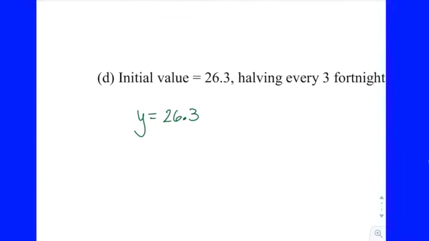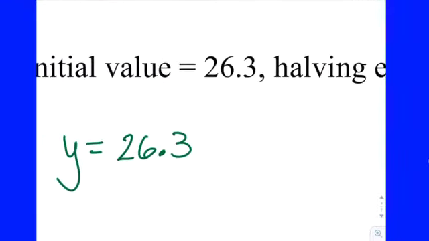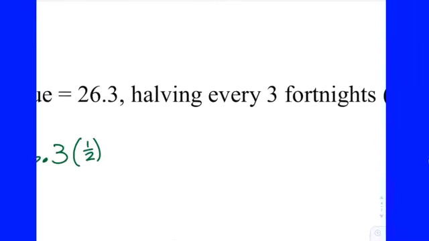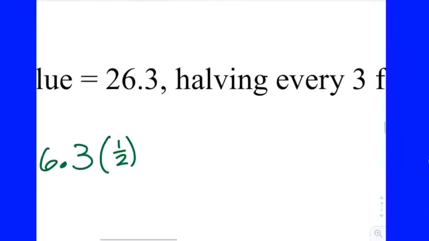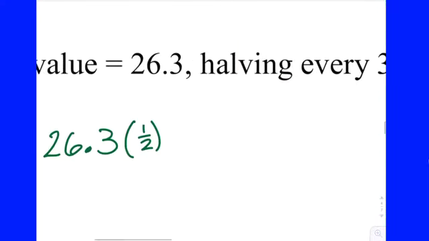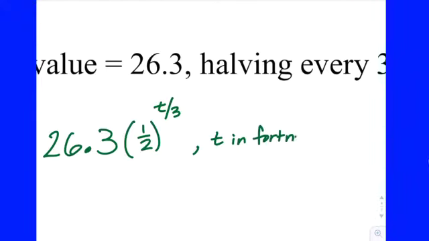26.3 miles. If it halves, what would be a good base? 1/2 or 0.5? I don't care which one you use. 0.5 is a terminating decimal, so feel free to use it. I prefer the 1/2. Just remember, if you write it as a fraction, put it in parentheses. And it's every 3 fortnights. So if I'm going to use units of fortnights, which we don't use very often anymore, it's going to be t divided by 3. And off to the side here, I'm going to say t is in fortnights.